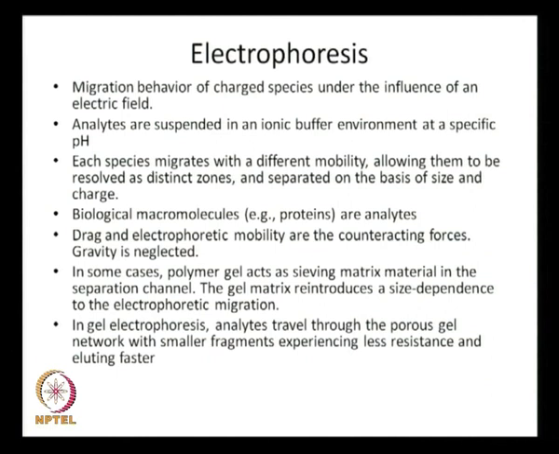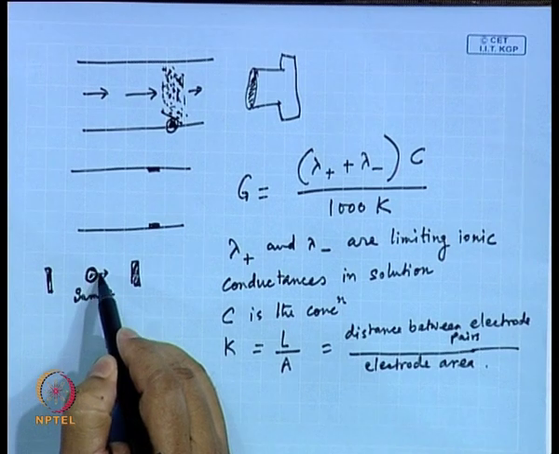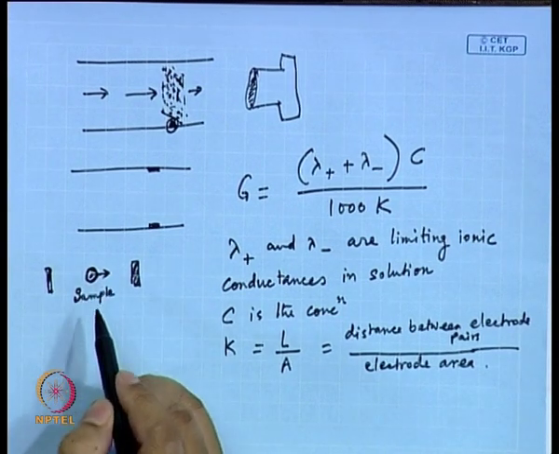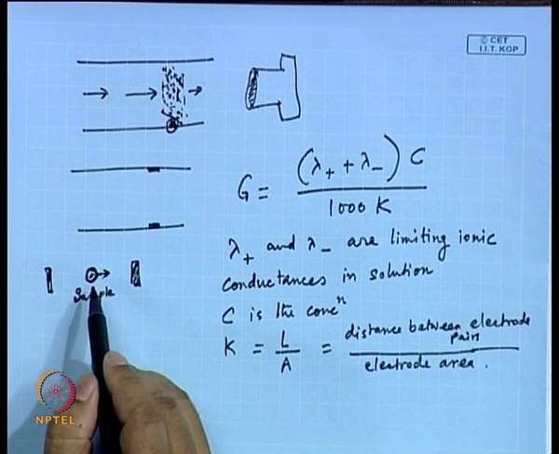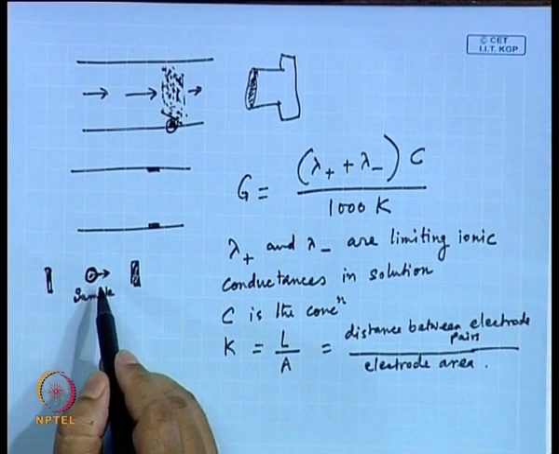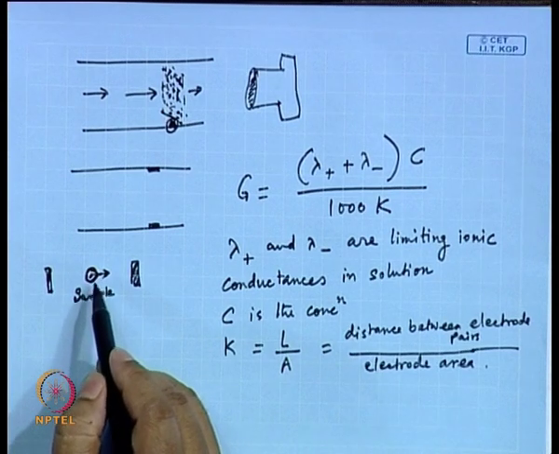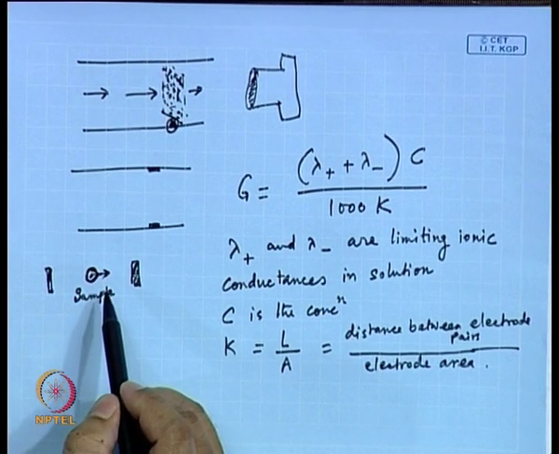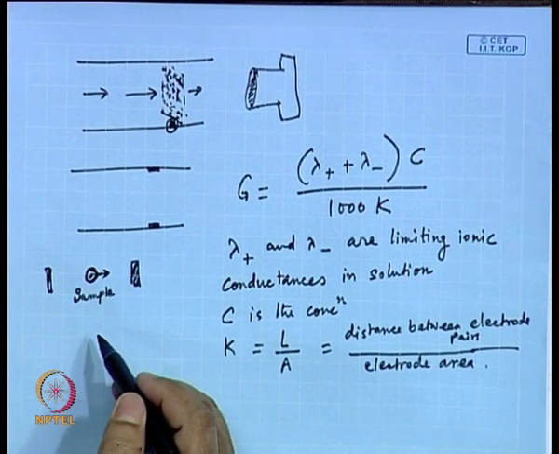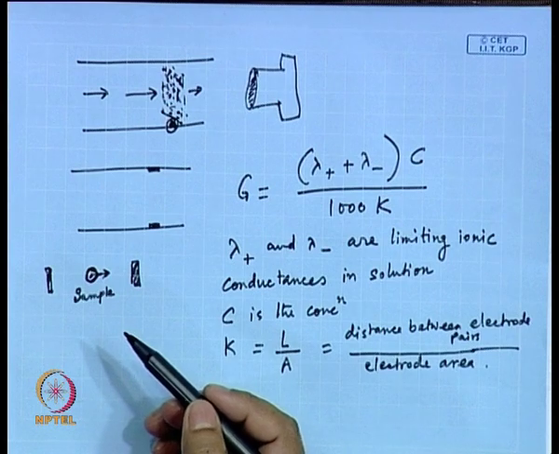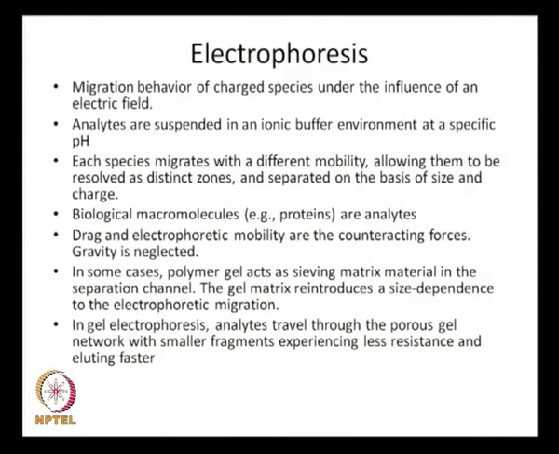Now, what would these particles be experiencing? Under this electric field, the particle would be pulled, and at the same time there would be a drag experienced by this particle. So, there would be a force balance: drag and electrophoretic mobility are counteracting forces, and typically gravity is neglected. Each species migrates with a different mobility, allowing them to be resolved as distinct zones. So, if you start this process and maybe freeze after some time, take away the electric field, what you will find is that these particles have repositioned themselves depending on their mobility.